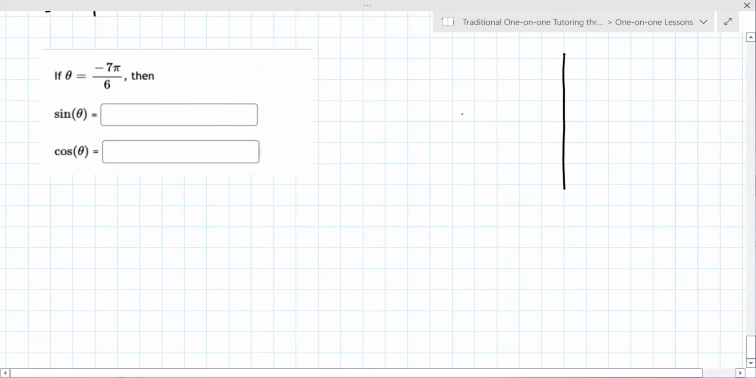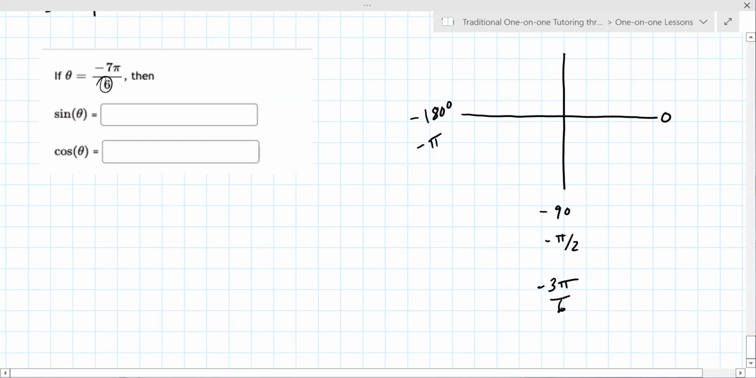This is where having a unit circle actually doesn't help you, because there is no minus 7 pi over 6. There's positive, but where is negative? Here's what we know when we're going negative. We're going the other direction, clockwise. Normally a student wants to do minus 90 degrees. And yes, that's true. But in radians, it's minus pi over 2. And if you keep going, it's minus 180 degrees or minus pi. But you have a denominator of 6. So that means minus pi over 2 is really minus 3 pi over 6.